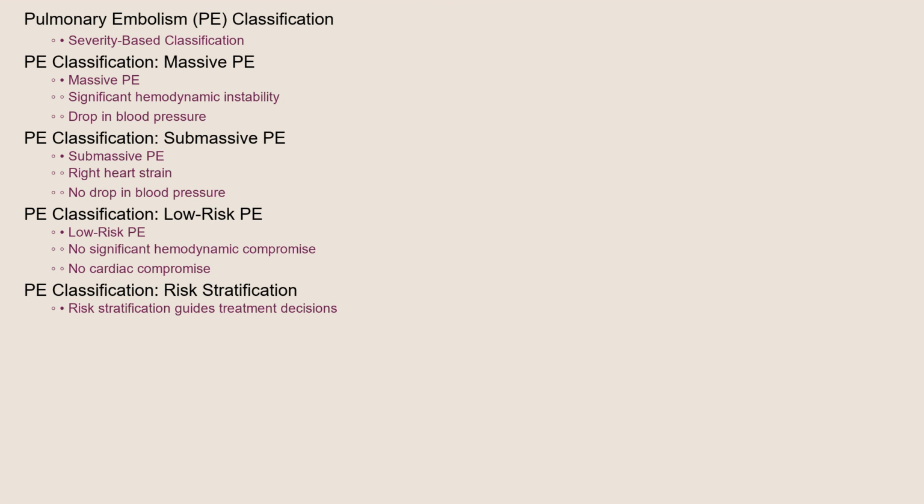While there aren't distinct types of PE in the traditional sense, we can classify them based on the severity of their impact. For example, a massive PE causes significant hemodynamic instability, such as a drop in blood pressure. A submassive PE causes right heart strain but doesn't result in a drop in blood pressure. A low-risk PE doesn't cause significant hemodynamic or cardiac compromise. Risk stratification helps guide treatment decisions.